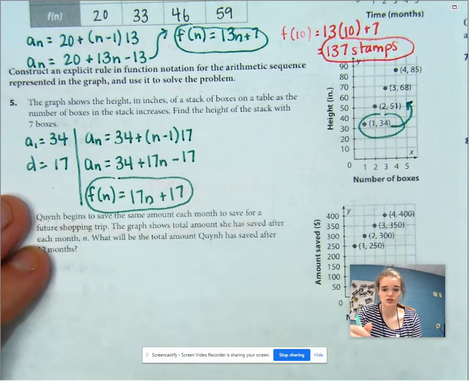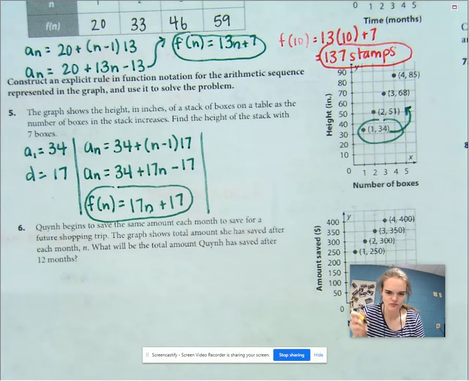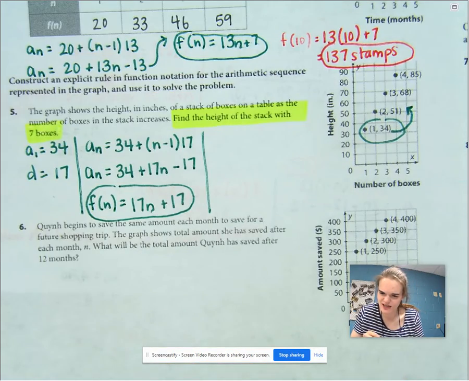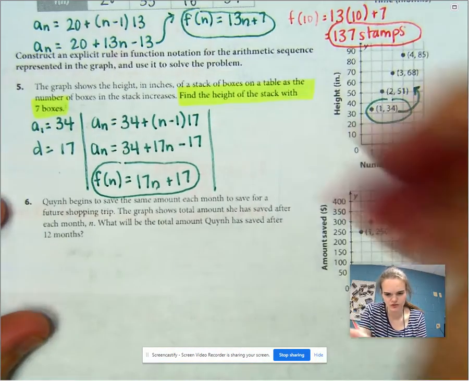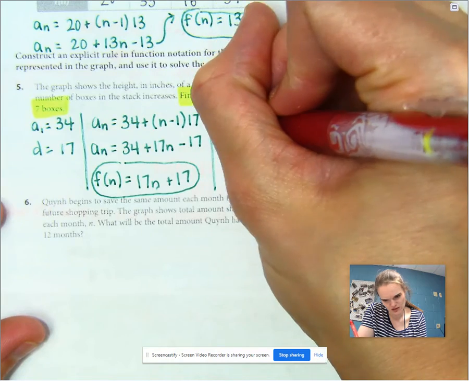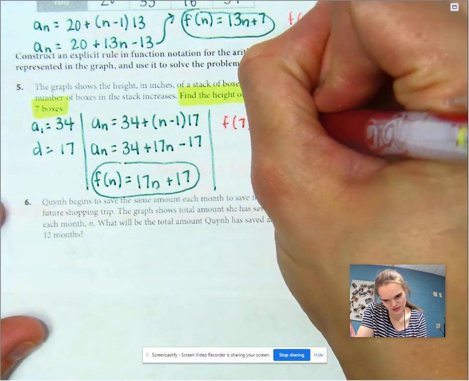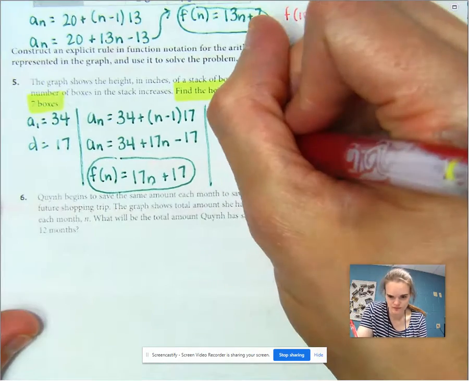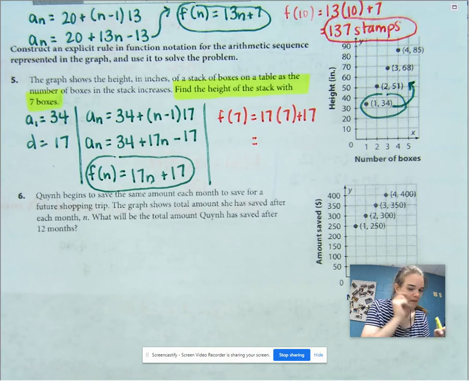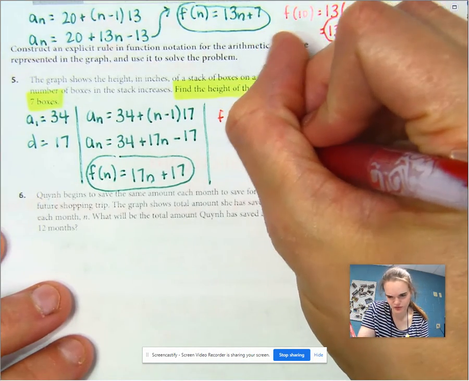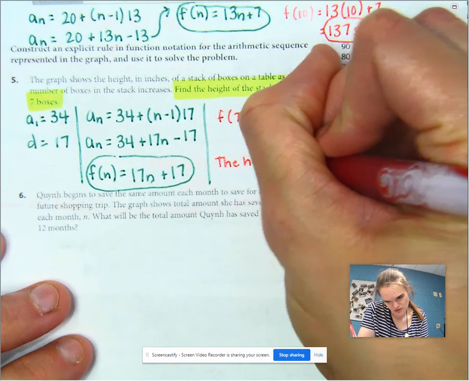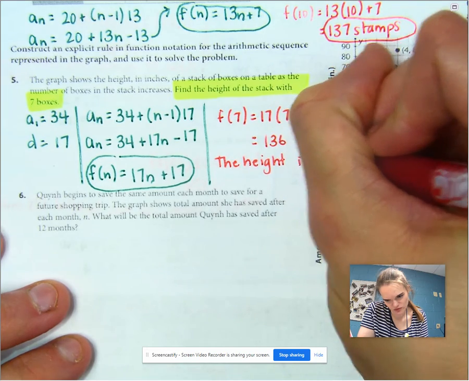Okay, now let's see what the question is, because we need to do the rest of this. Find the height of the stack with 7 boxes, and the height is in inches. So f of 7 equals 17 times 7 plus 17. And that is 136. So the height is 136 inches.